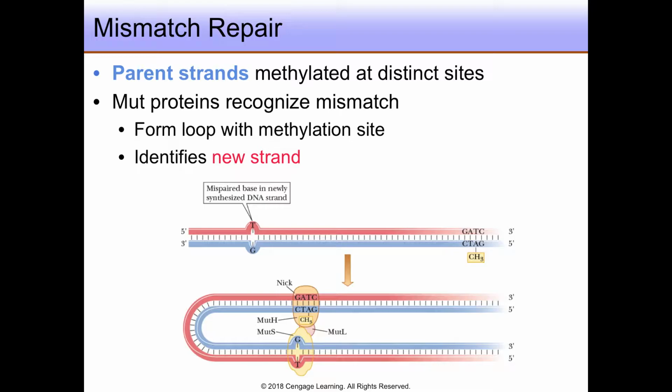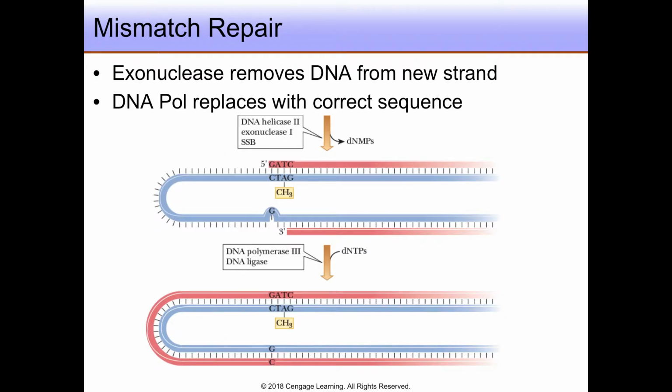Mut proteins recognize the mismatched pair and form a loop with the methylation site. The unmethylated daughter strand is recognized as containing the incorrect nucleotide. Now an exonuclease removes a segment of the DNA containing the mismatched base, as shown below, and DNA polymerase uses the original parent strand as the template in order to fill in the missing nucleotides with the correct sequence.